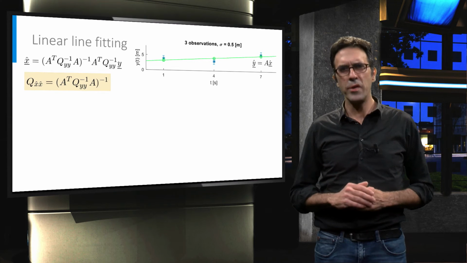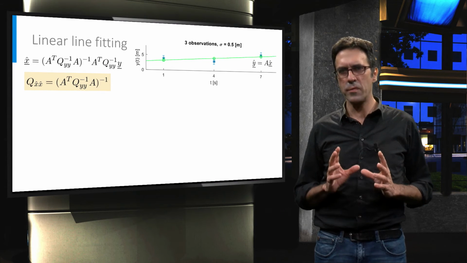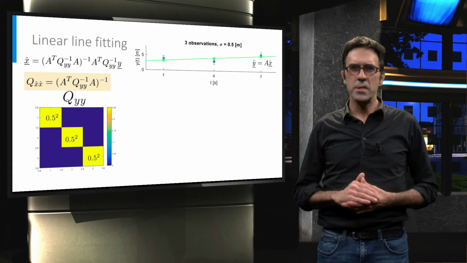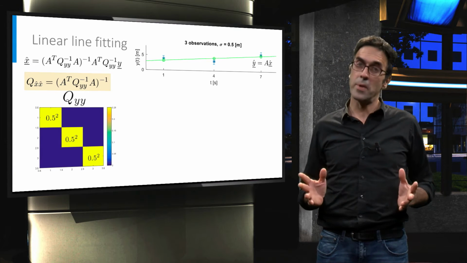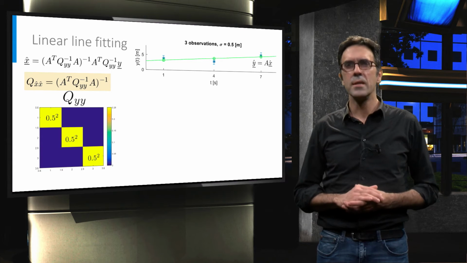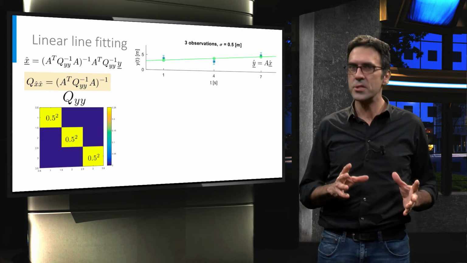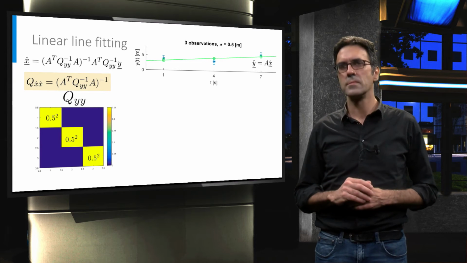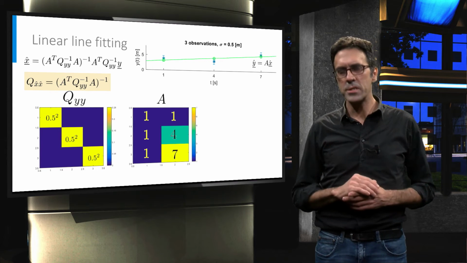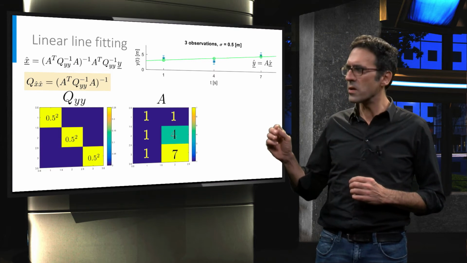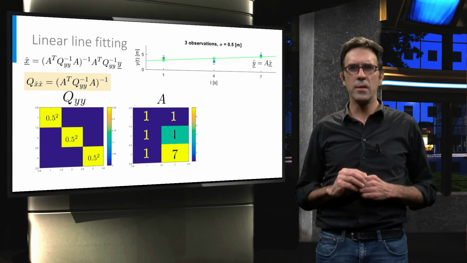We will now try to visualize the content of the important matrices. The Qy matrix is a diagonal of dimensions 3 by 3, because we have 3 measurements, with variances 0.25, because the standard deviations were 0.5. The A matrix is a 3 by 2 matrix, with the times 1, 4 and 7 seconds in the right column.